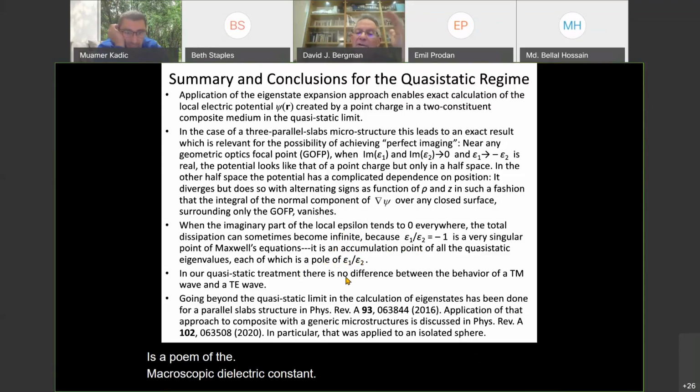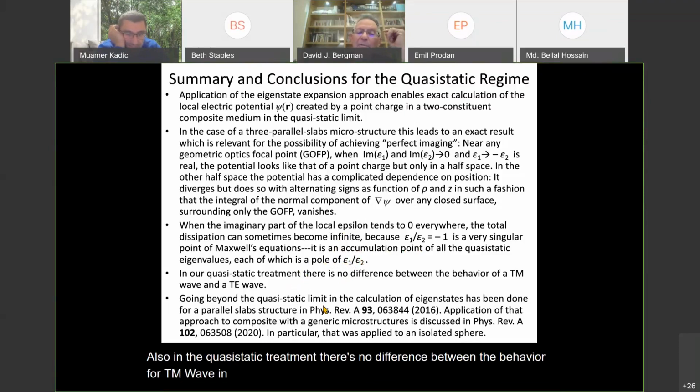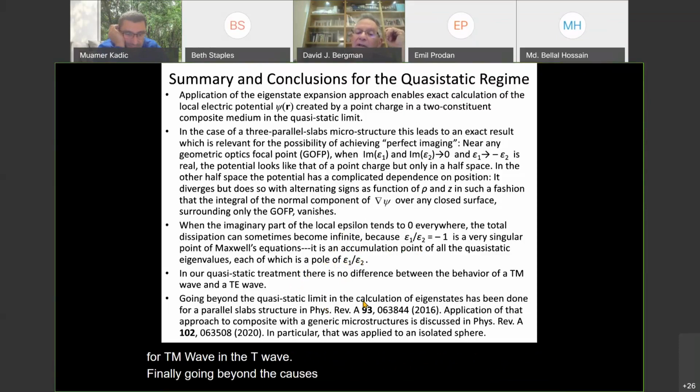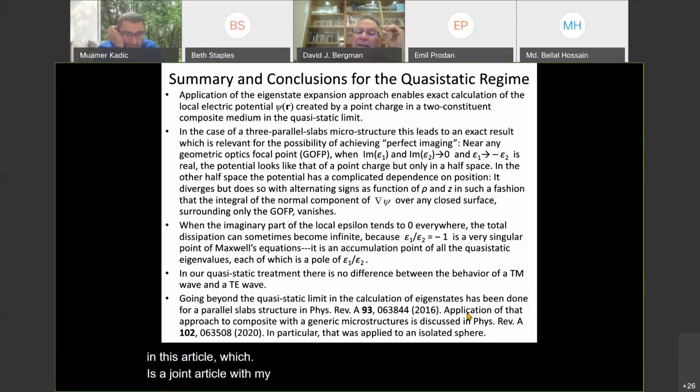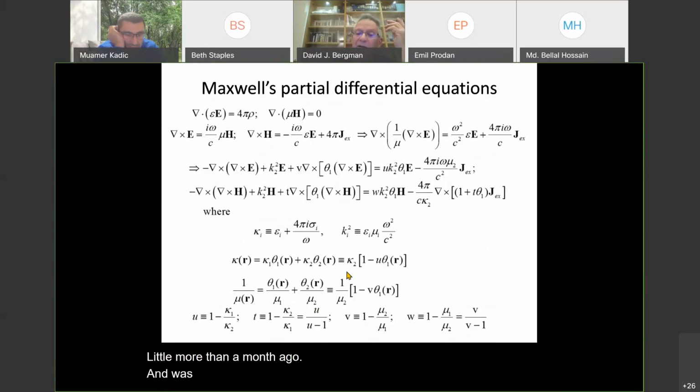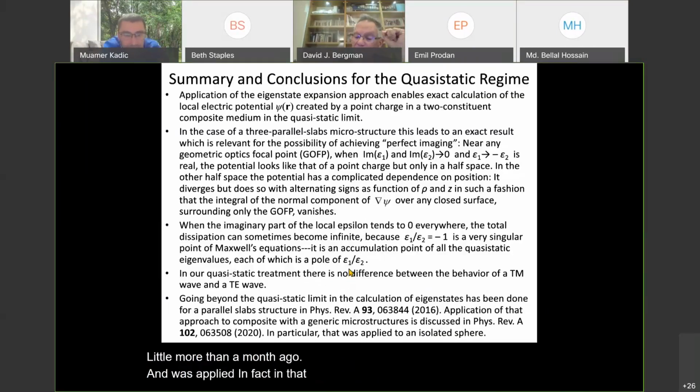Also, in the quasi-static treatment, there's no difference between the behavior of a TM wave and a TE wave. Finally, going beyond the quasi-static limit, the calculation of eigenstates has been done for a parallel slab structure. This article, which is a joint article with my student Asaf Farhi, applies that approach to a composite with a generic microstructure. It came out a little more than a month ago, and was applied, in fact, to an isolated sphere.